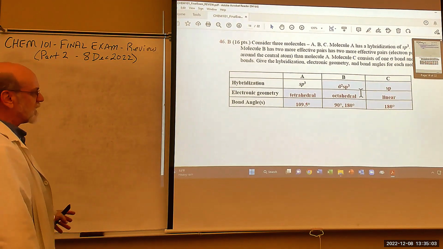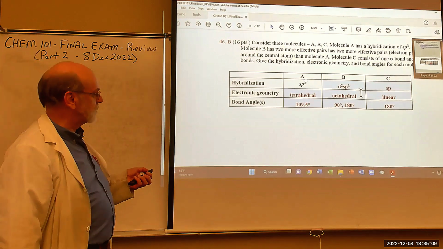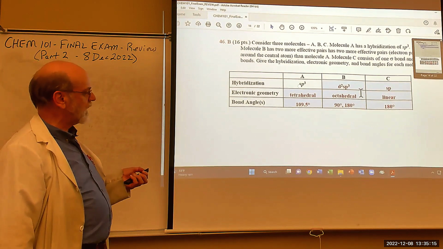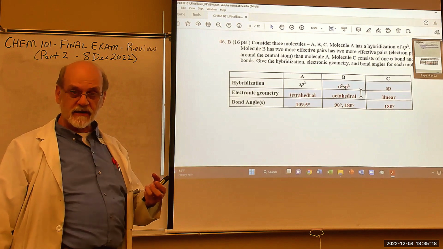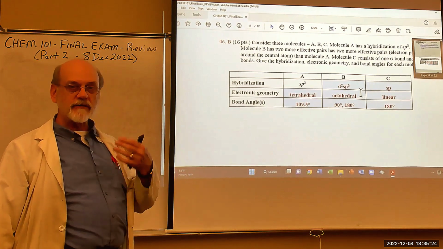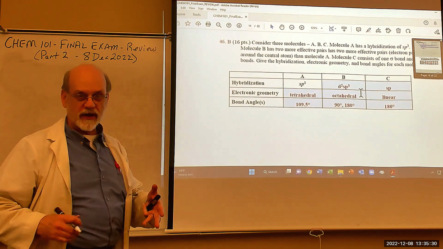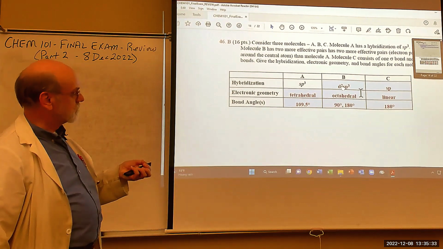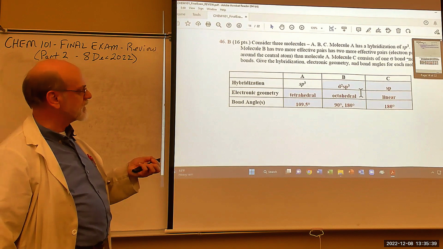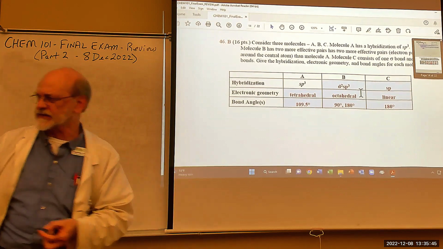So we have these three molecules, A, B, and C. And A has a hybridization of sp3. That's given to you right here. Molecule B has two more electron pairs. So these are 4 pairs. 2 more pairs means 6. So you've used up all your s's, used up all 3 of your p's. You have to go to d's. So d2sp3 will give you all the pairs you need for B. Molecule C consists of 1 sigma bond and 2 pi bonds. I think that's what that says. Just a second.